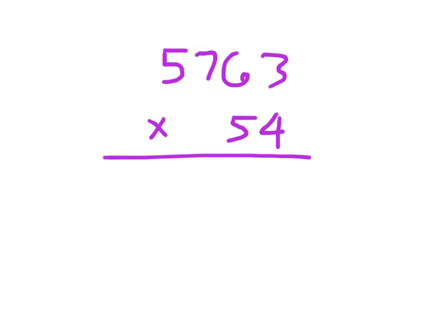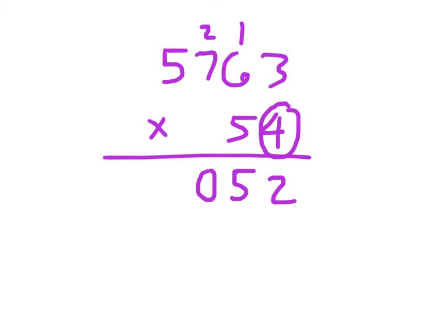One last little review. When you're multiplying a larger number, 4 digits by 2 digits, most often you're going to get 6 digits. Sometimes you'll end up getting 7 digits if you're multiplying a large enough number. 5,763 times 54, we're going to start with the 4. And starting with the 4, we'll start in the 1's place. 2, regroup the 1. 4 times 6 is 24, plus 1, which is 25. 5, regroup the 2. 4 times 7, which is 28, plus 2, which is 30. 0, regroup the 3. And 4 times 5, which is 20, plus 3, which is 23.